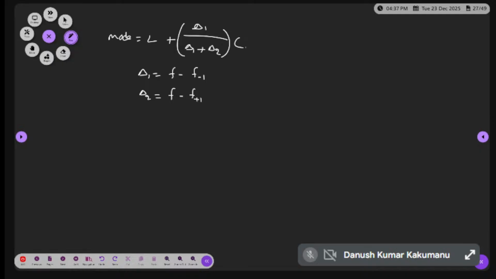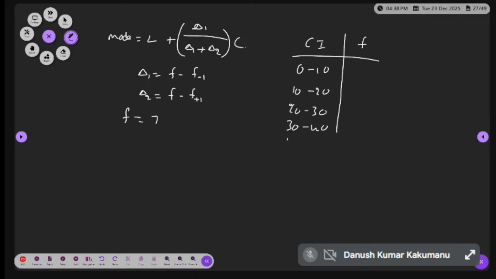Remember, C is what? Class size. What is F here? Ideal frequency. F is the ideal frequency. How much is it? 7. In our table, remember once again the table. Class interval and frequency: 0 to 10, 10 to 20, 20 to 30, 30 to 40, 40 to 50. What are the values? 3, 5, 7, 2, 1.